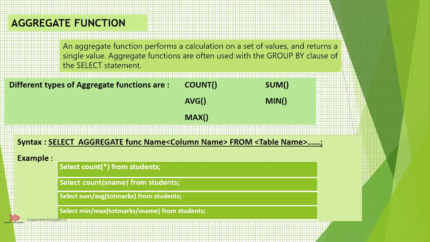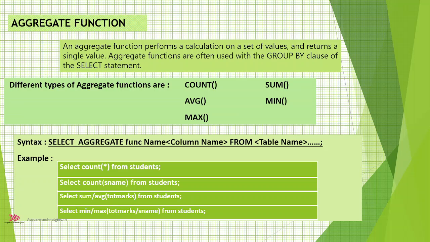Today we'll be learning about aggregate function in SQL. This aggregate function performs a calculation on a set of values and returns a single value. That means it is going to take multiple values from multiple rows from a particular column and return a single value. Whenever an aggregate function is applied on any particular column, it is going to take multiple values from the multiple rows of that particular column, apply that aggregate function on those values, and return one single value for us.